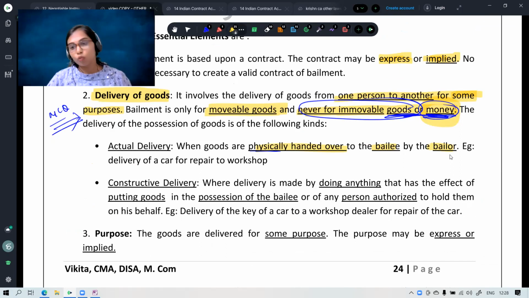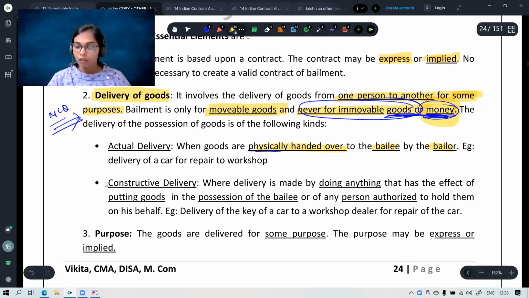Constructive delivery means where the delivery is made by doing anything that has the effect of putting the goods in the possession of the bailee, or of a person authorized to hold them on his behalf.